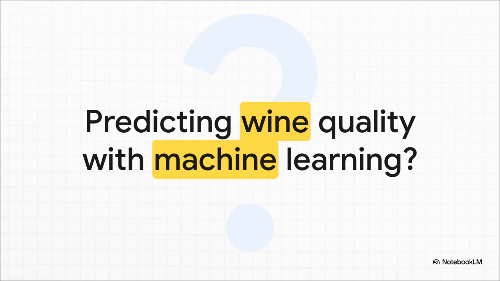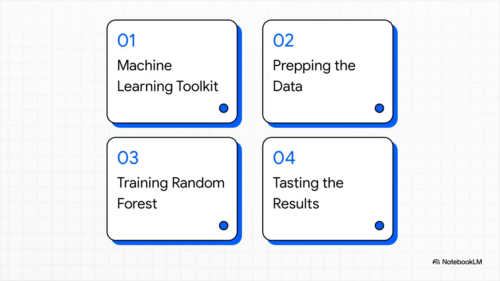This project uses the famous UCI wine quality dataset, and by feeding this dataset into a machine learning algorithm, we're essentially trying to teach a computer to act as a digital sommelier. We're asking it to look at the raw chemistry and predict the exact quality rating a human expert would give it. Here's our quick roadmap for today.